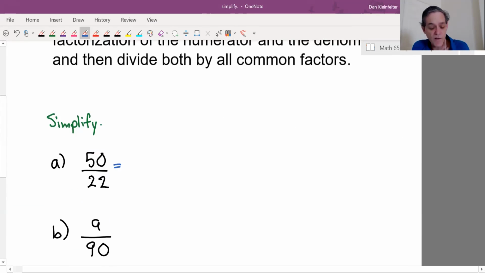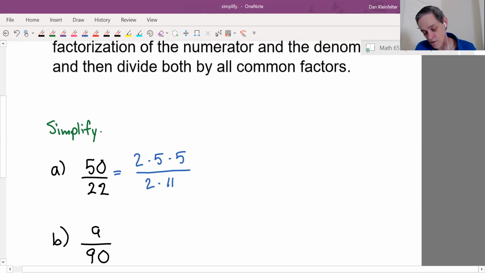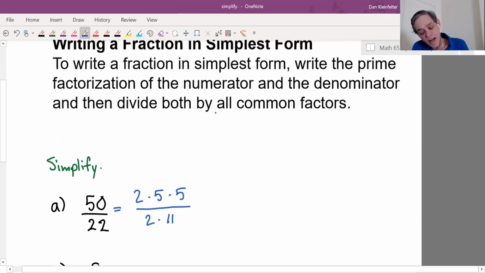So for 50 over 22, I'm going to find the prime factorization of 50. 50 I know is 2 times 5 times 5. And 22 is 2 times 11. So I formed the prime factorization of both of these values, the numerator and denominator. Divide both by all common factors. So the numerator and denominator are both divisible by 2.